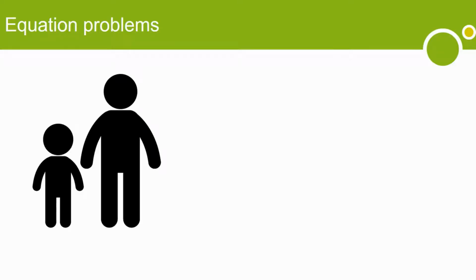Hi everyone, today we are going to look at solving problems involving simultaneous equations. But before that, let us look at a simple example. Let's say we have a father and a son. The father's age is 4 times the son's age. And if the son's age is 10 years old, the father's age will be 40 years old. This is a simple example involving only one equation.